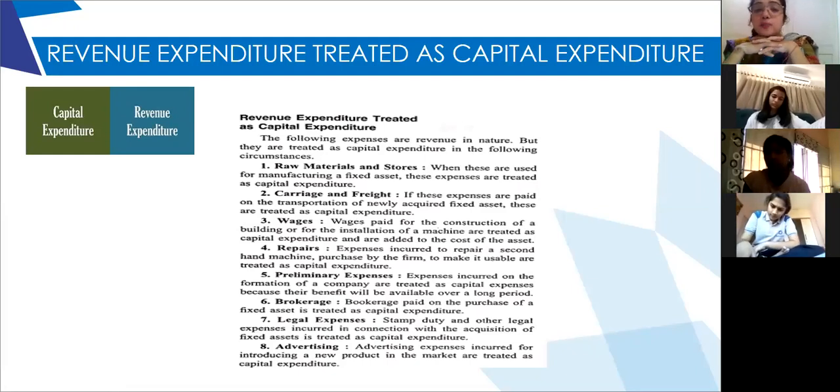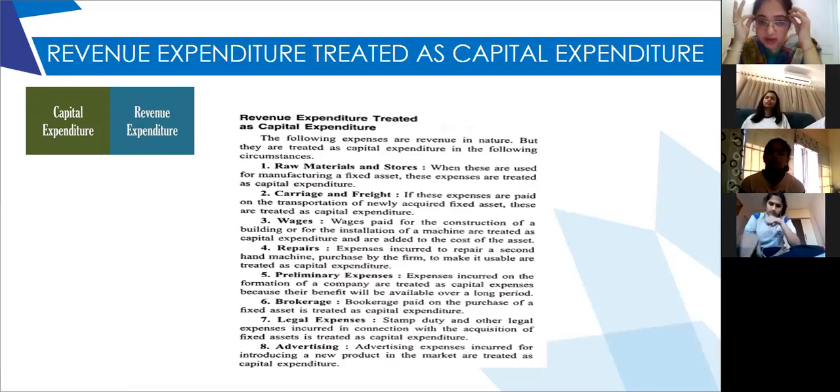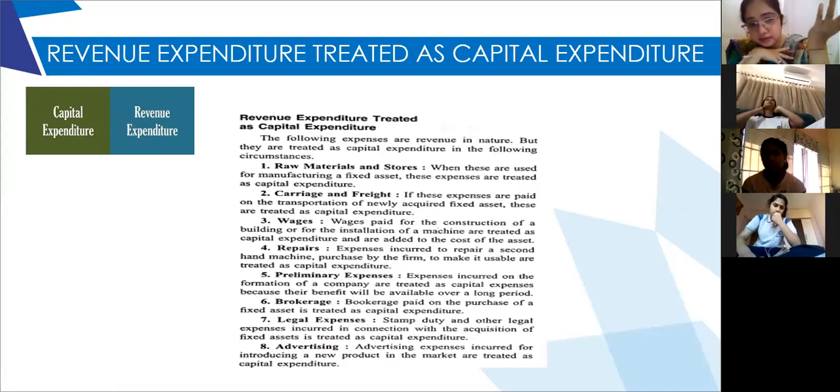Okay. Revenue expenditures: sometimes certain expenses by nature are revenue, but we may treat them as capital expenditures. Like normally, whenever I see purchase of raw material, the first thing that comes to mind is that it is a revenue expenditure, right? But when these raw materials are used for manufacturing a fixed asset, although they are revenue in nature, they may be treated as capital expenditure.